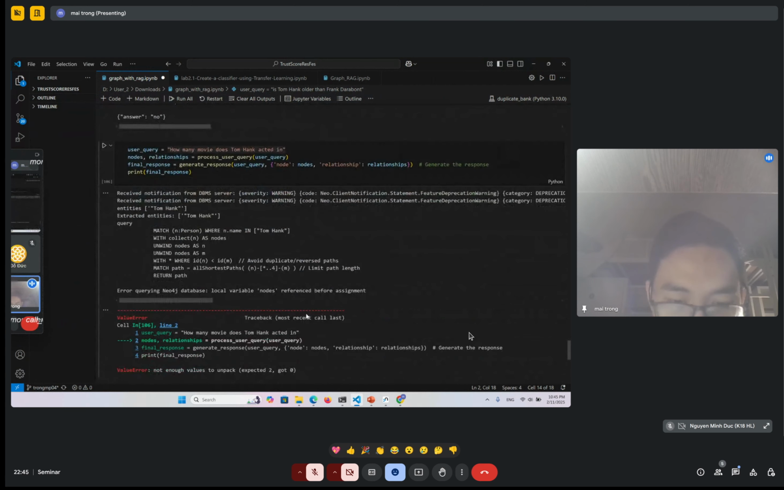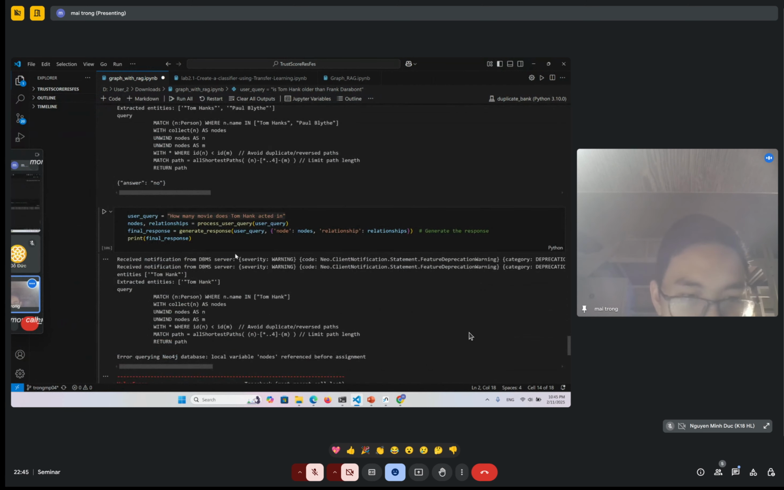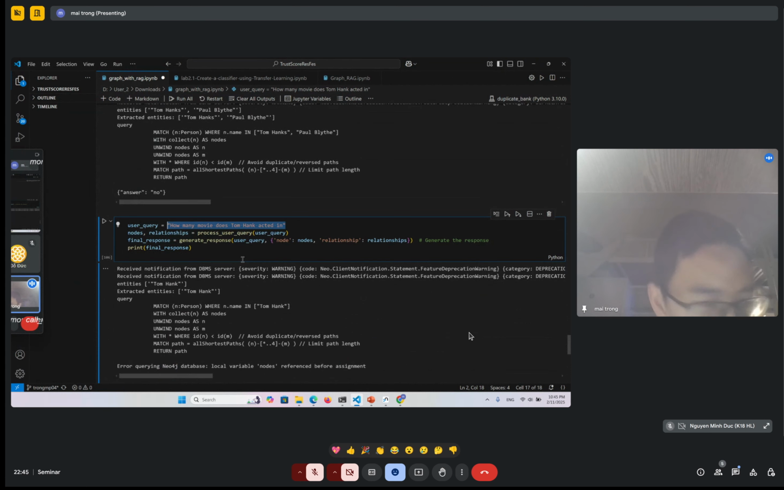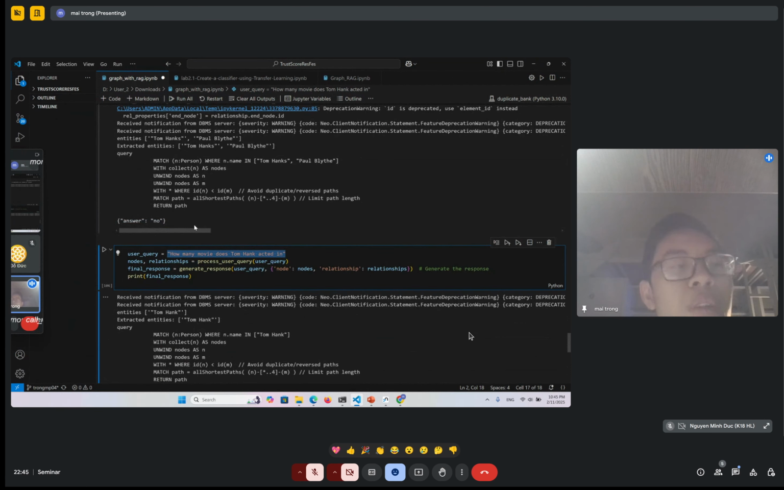About this problem, you see that this one is a simple question, right? How many movies has Tom Hanks acted in? And when I use the above algorithm, you see that, wow, there may seem a problem here because there is just Tom Hanks in the entity list. So there's no such thing as a shortest path, right? The algorithm fails.